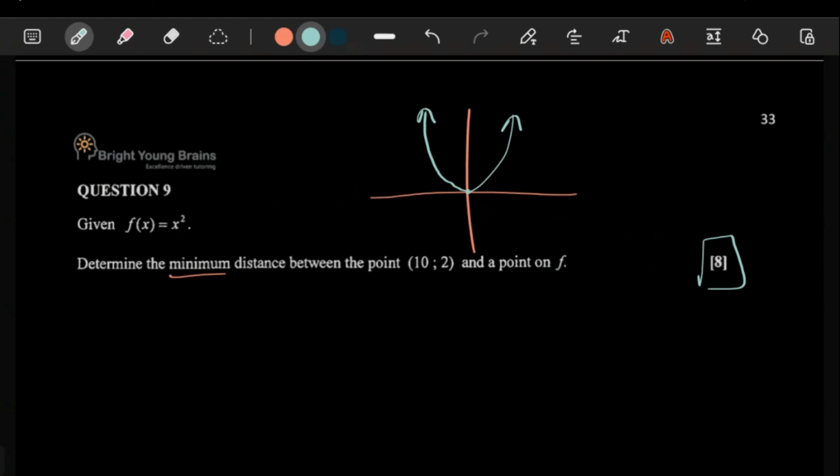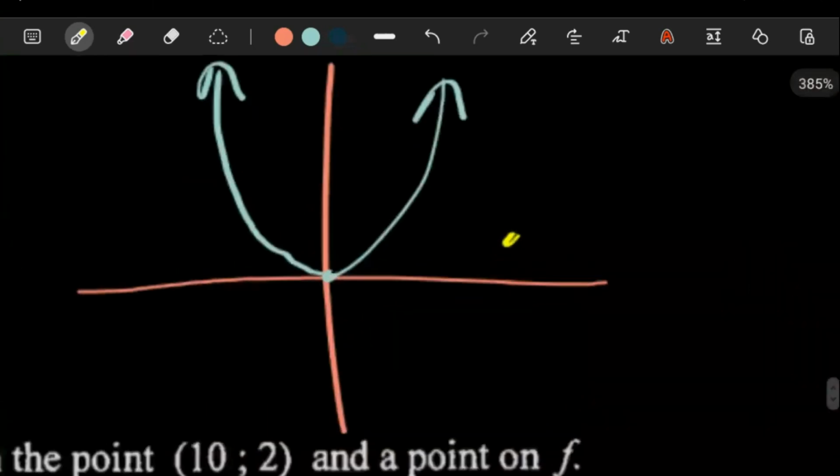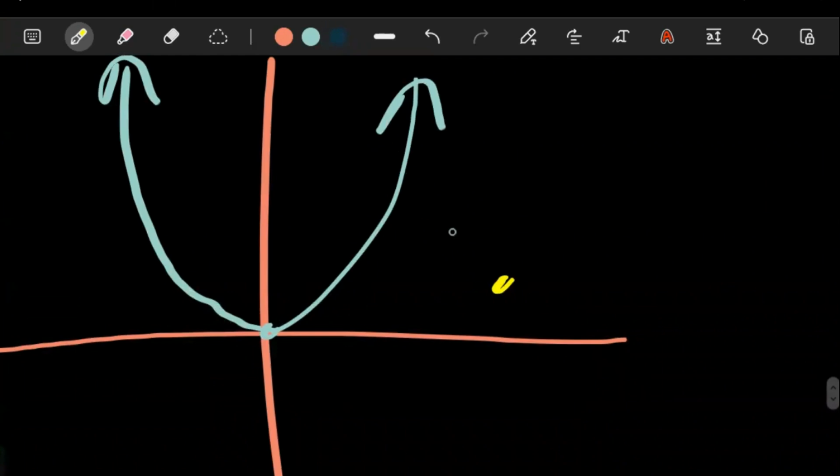In a situation like this one, you have to be strategic about this kind of question. You can see that the x value of this point is around 10 and the y value is around 2, so this point could easily be somewhere here. The minimum distance between this point and the parabola is going to be the distance along the line going towards the parabola, and this line would need to meet the parabola at an angle of 90 degrees, something like this.